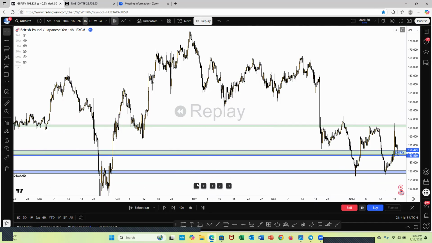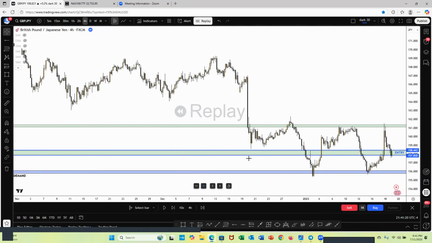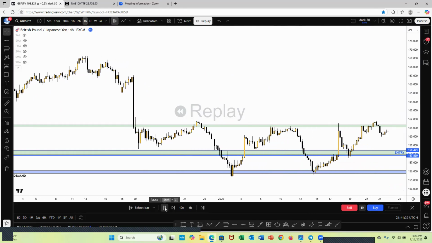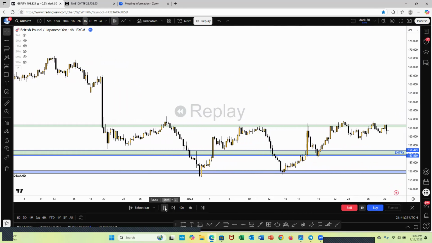Okay, you see that? That blue zone I made. The first time it went straight through it and came all the way back up there, all this foolery. This time it came here, shot straight up. Came here, shot straight up. So you would have some fake outs, but that's a strong zone where that blue is.